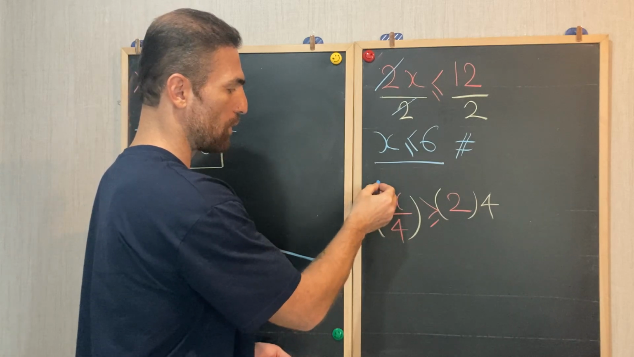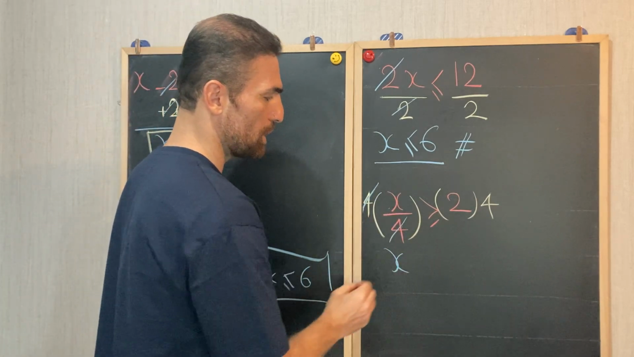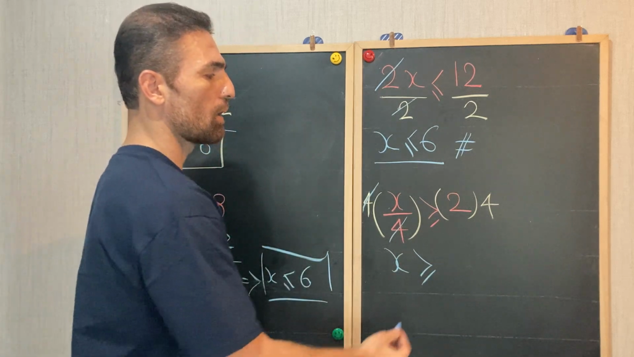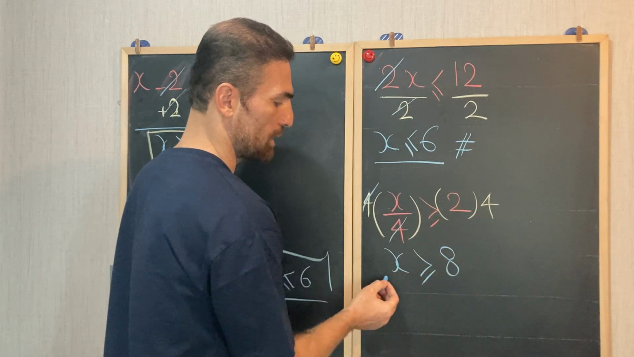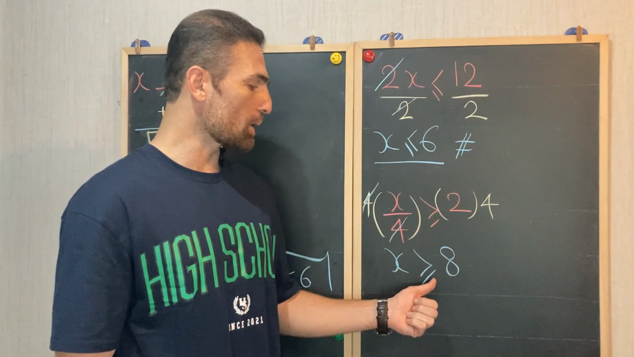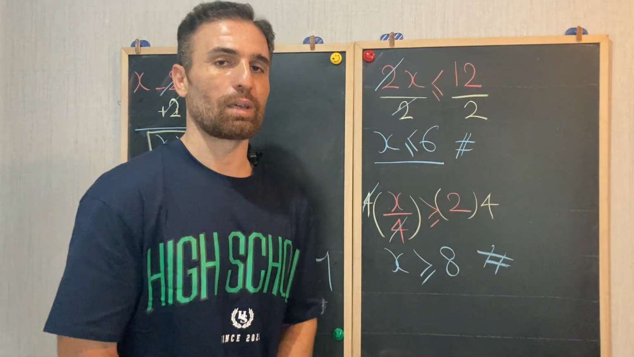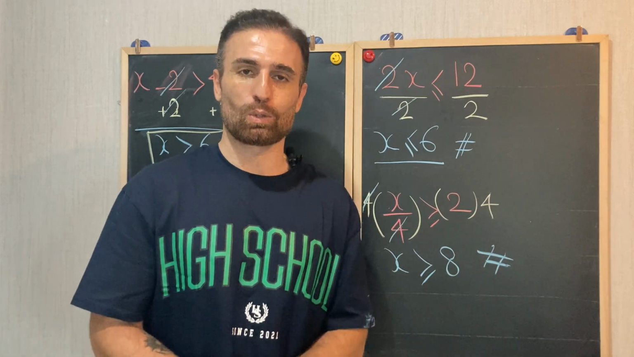This 4 and this 4 cancel out. Left side, it's gonna be x. X is greater than or equal to. Right side, 2 times 4 equals 8. X is greater than or equal to 8. And this is our solution. This is a very simple way to solve inequalities.